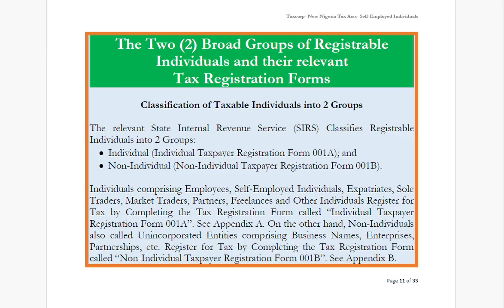Individuals comprising employees, self-employed individuals, expatriates, sole traders, market traders, partners, freelancers, and other individuals register for tax by completing the tax registration form called Individual Taxpayer Registration Form 001A. See Appendix A. On the other hand, non-individuals, also called unincorporated entities, comprising business names, enterprises, partnerships, etc., register for tax by completing the tax registration form called Non-Individual Taxpayer Registration Form 001B.